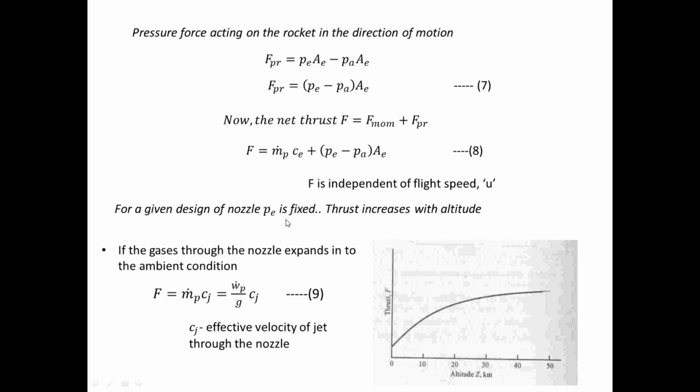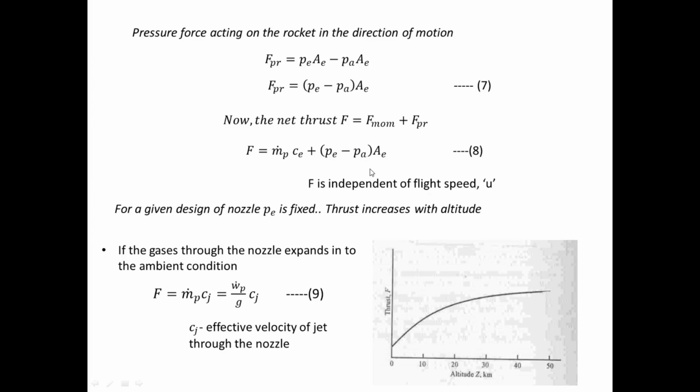For a given nozzle, the PE value is fixed, so thrust increases obviously with altitude, with the PA value. So F will be equal to m dot P, the mass flow rate of the propellant, times CE, the flow velocity at the exit, plus PE minus PA into AE. For a given design of nozzle, for a given AE value, obviously PE will be fixed. So the thrust value will depend upon the PA value.